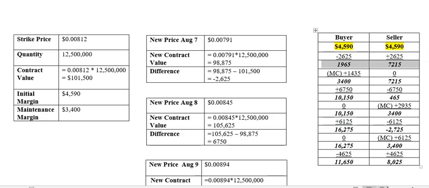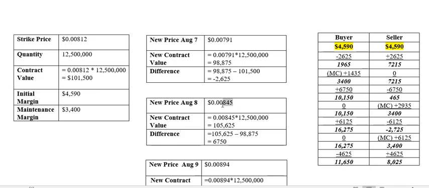If you see, the seller balance is 7,215, which is okay with the maintenance margin, but unfortunately the buyer balance is less than the 3,400 maintenance margin. So the buyer will receive a margin call of $1,435 so that his balance at least equals the maintenance margin requirement of 3,400. So the adjusted day 1 balances will be 3,400 for the buyer and 7,215 for the seller.